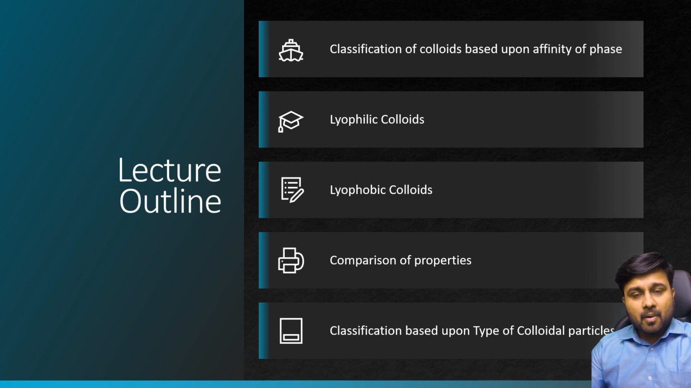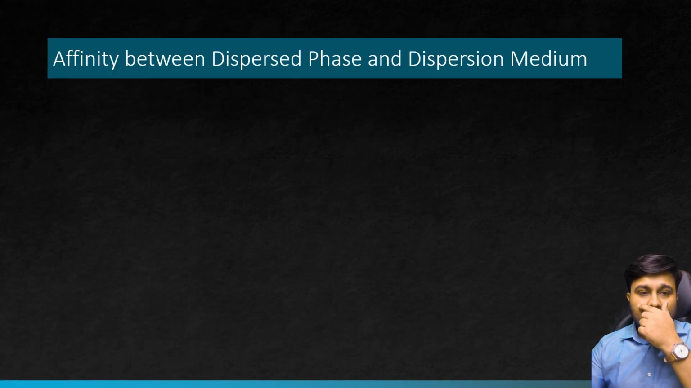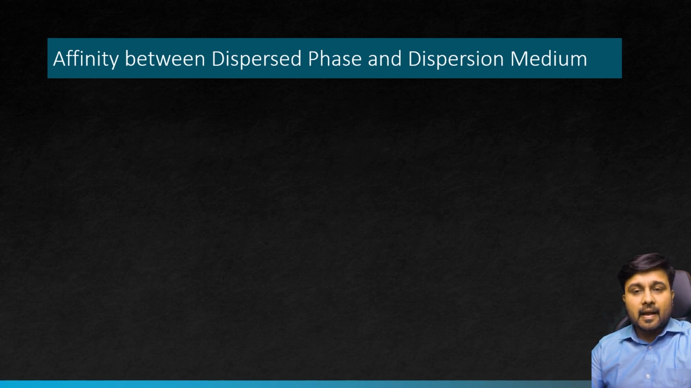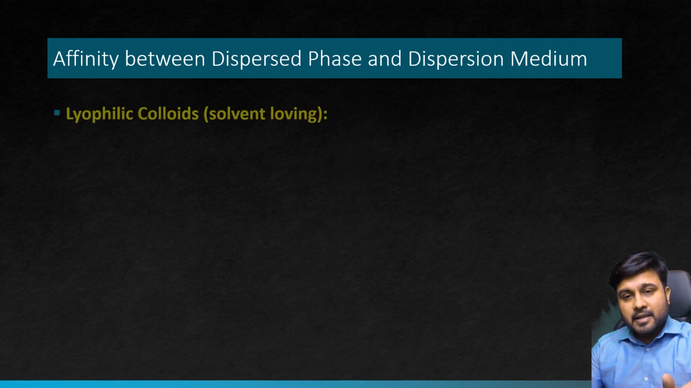We'll also compare their properties, and then we'll talk about various other colloids which are classified based upon the different types of colloidal particles. First of all, what is the basis of classification of colloids into lyophilic and lyophobic? That basis is the affinity. Affinity means attachment, love: how much love is there between the dispersed phase and the dispersion medium.